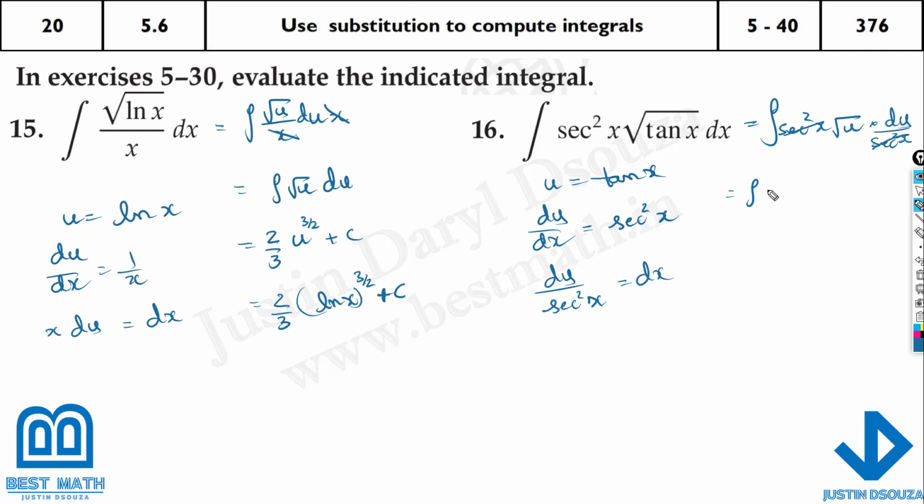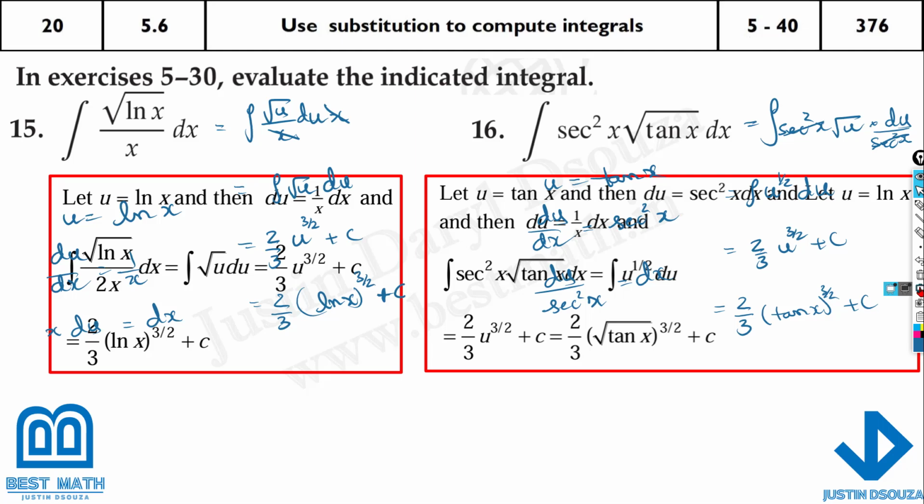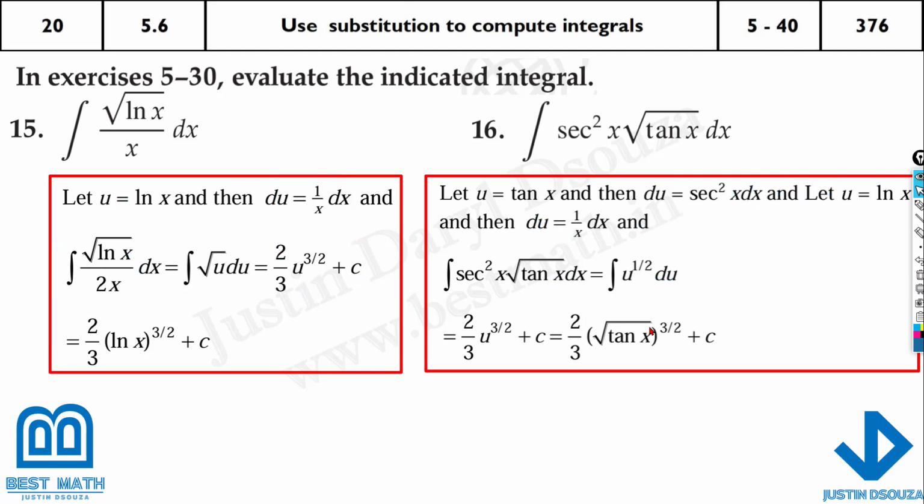So again, you have integration of u power half or square root u du. It's the same thing. Can you see over here? It's just that the final answer will vary. It's 2/3 of u to the power 3 by 2 plus c. Now what happens is it's 2 by 3. The u value which we assumed was tan x here. So tan x to the power 3 by 2 plus c. So that is the answer. You can see the coefficients, plus c, everything is same, but the terms differ. Over here we have natural logarithm x, over here we have tangent x. These are the final answers. You can see everything is same, only the values of u differ.